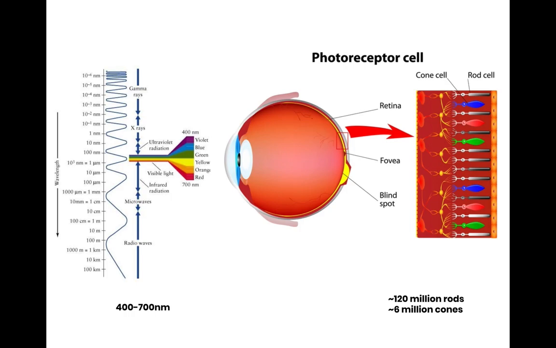We have cone cells that are sensitive to the blue parts of the light, we have cone cells that are sensitive to the red parts of the light, and we have cone cells that are sensitive to the green parts of light. In total, we have 120 million rods and only 6 million cones, which means that we are more sensitive to changes in lightness and darkness than to any changes in color.